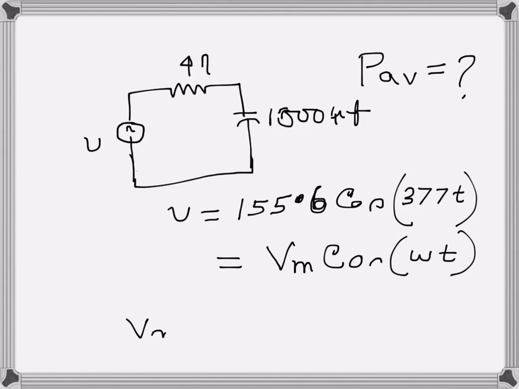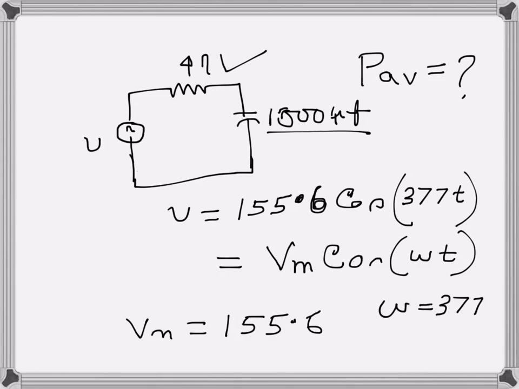So Vm is 155.6. That's the maximum value of the supply voltage, and the supply angular frequency is 377. That is the angular frequency in the system. Now the resistance value is given here, and the capacitor is given as 1000 microfarad.